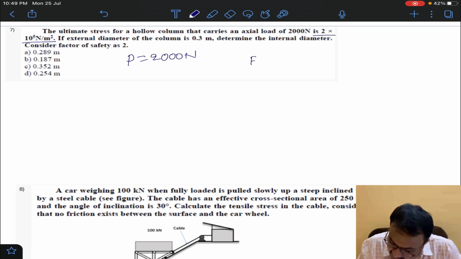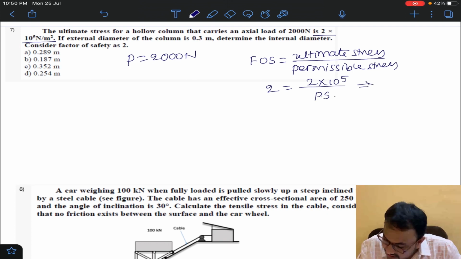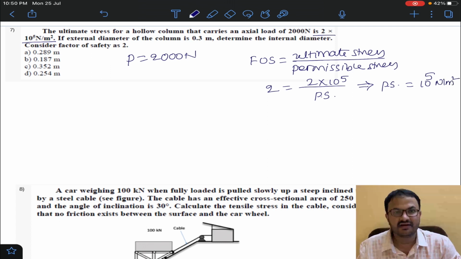So first of all, what is the factor of safety? Factor of safety is equal to ultimate stress divided by permissible stress. Okay. So factor of safety he has given 2 and ultimate stress 2 into 10 power 5. Permissible stress will become how much? From this you can get permissible stress is equal to 10 power 5 Newton per meter square. Clear?